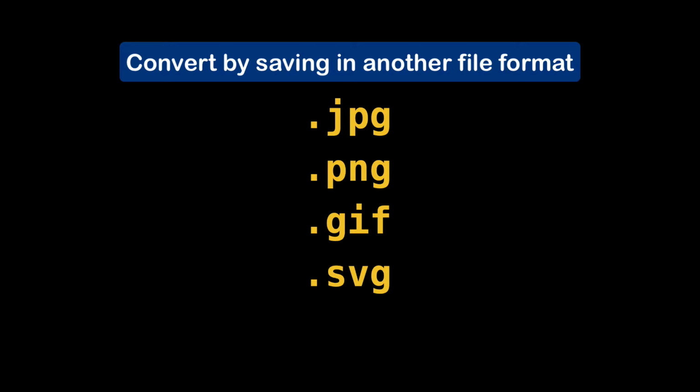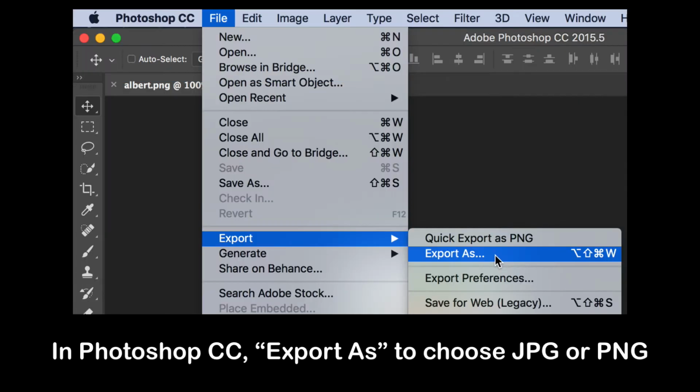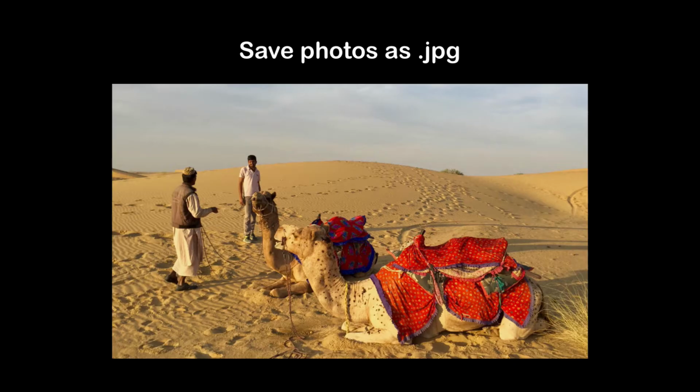But you can't just change the file extension name. That doesn't work. That doesn't change it to another format. You actually have to convert it by saving it as the other format. So you can easily do that in Photoshop, and you can do that in other programs as well.